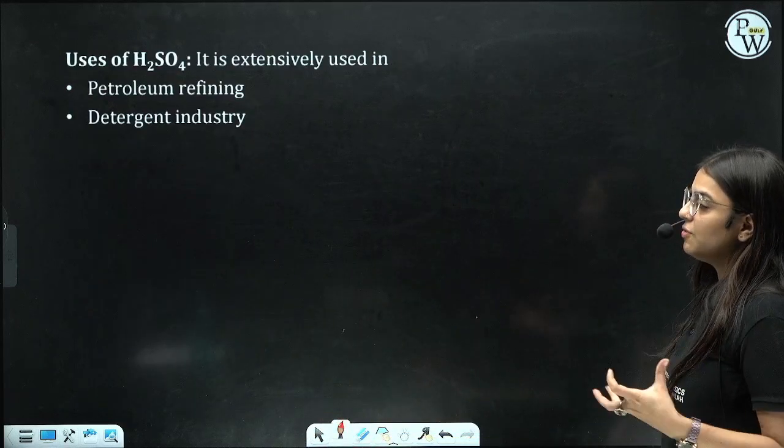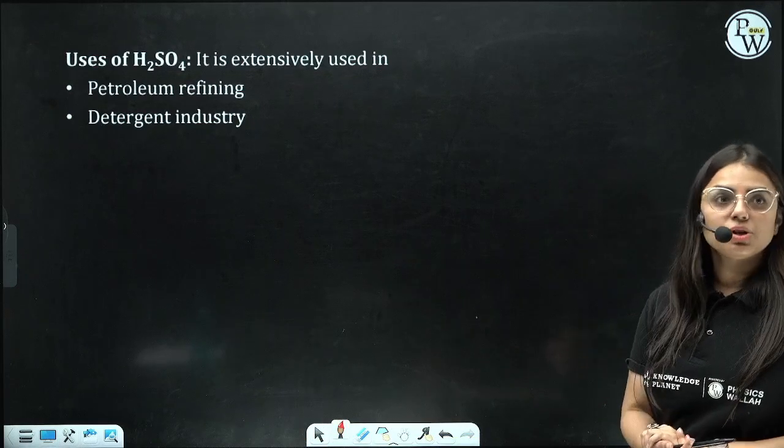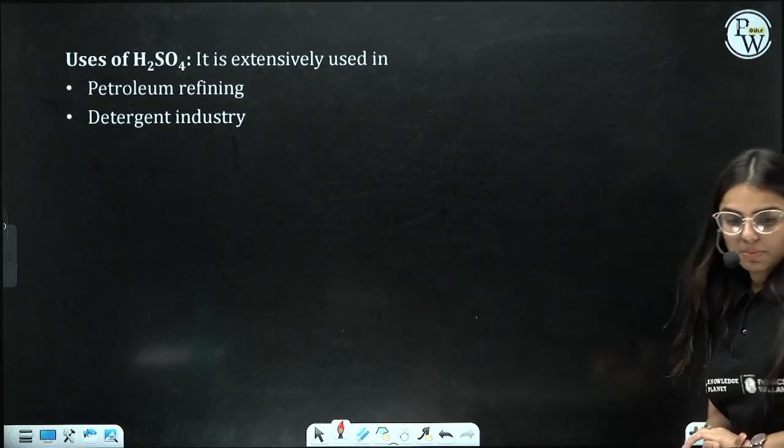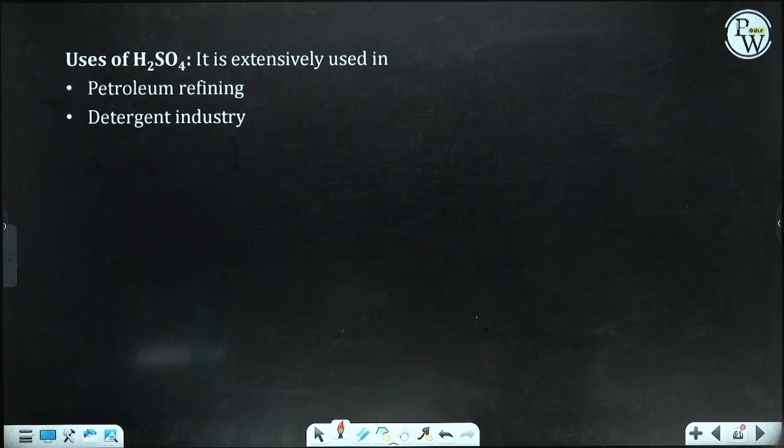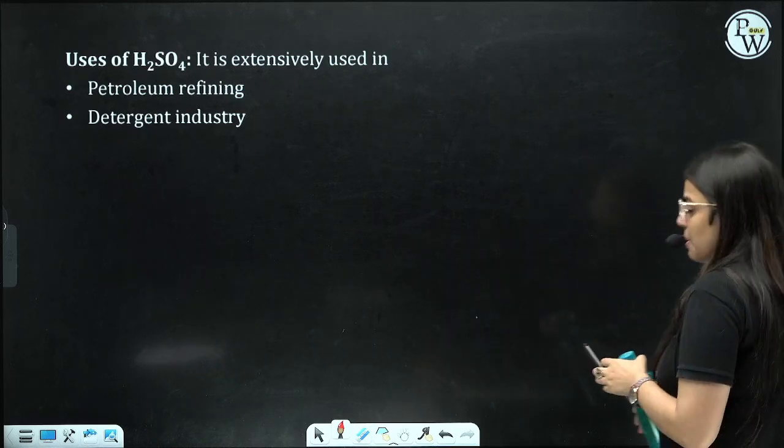Uses: it is extensively used in petroleum refining and in the detergent industry. Clear, everyone? Everybody please write it down. Till then I'll drink a glass of water, please. Yes, I hope so. Everyone has done with this part.